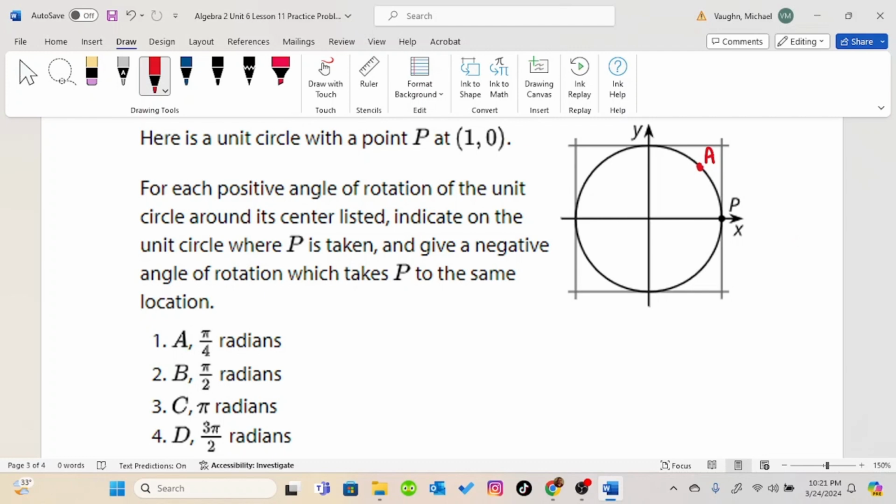If I want a negative angle that will put me in the same spot, I need to subtract 2 pi. Well, 2 pi equals 8 pi over 4. So if I take pi over 4 and I subtract 8 pi over 4, my new angle would be negative 7 pi over 4.